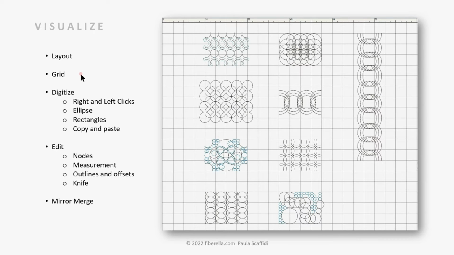We're going to go over the layout, the grid, digitizing, and circles, ovals, rectangles, some copy and paste, editing the nodes, checking our measurements, creating the outlines, and using the knife function, which comes in really handy for deciding what's going to be in the center of your design. The mirror merge functions are just a lot of fun, and I will show you all of those today.